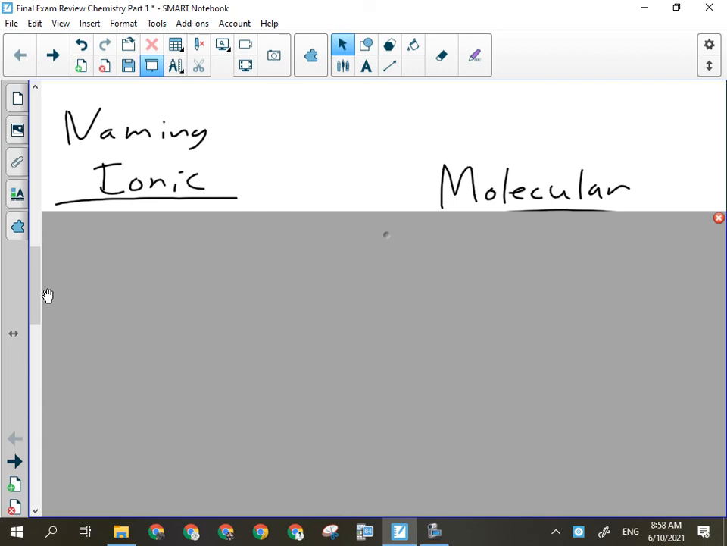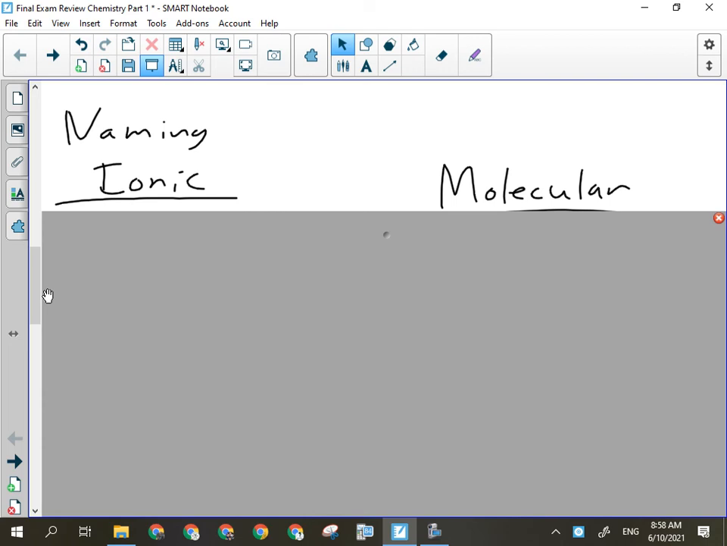When would I use a Roman numeral in an ionic compound's name? If the metal has more than one possible charge, it is multivalent. Iron would be an example of a metal that has more than one possible charge. It can be a 2 or a 3. Copper can be a 1 or a 2, and so on. I have to indicate in the name which charge is being used.